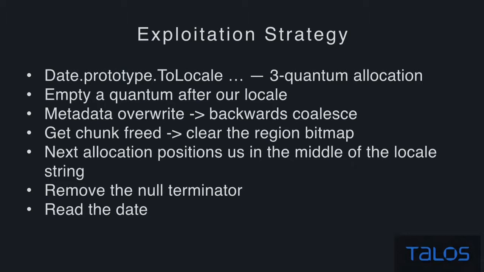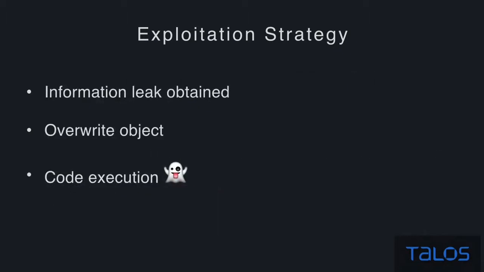to get our use after free happening. Then we put ourselves in the middle of the locale string with some heap positioning, using the JavaScript heap massaging techniques with audio context we talked about earlier. Then we can remove the null terminator, read the date back, and get some information out of it. Once we have the information leak, you call that back to the server. The server rewrites a brand new TIFF, now knowing its base address. Like I said, object overwriting was very simple, and then we had code execution after that.